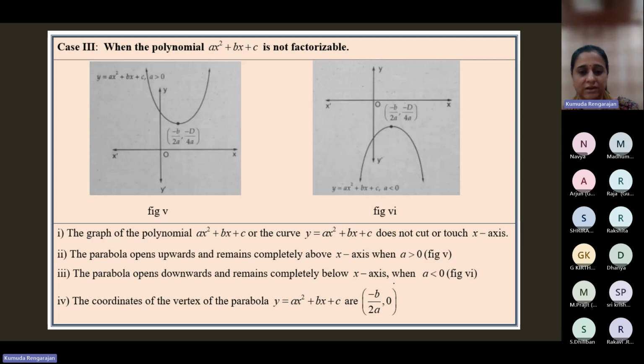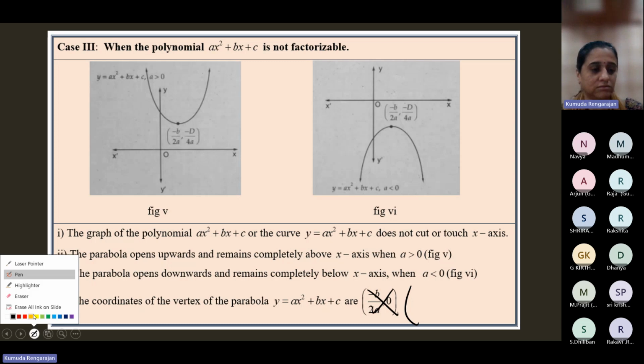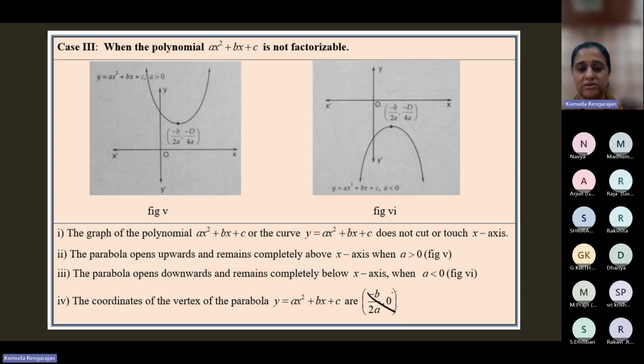Oh, sorry. While typing, I've made a mistake, children. I'm sorry, there's a typing error. Please correct this, okay? I've shared the slides. Please correct this. The coordinates of the vertex of the parabola y is equal to ax square plus bx plus c are minus b by 2a, comma, minus d by 4a. Please correct this, children.